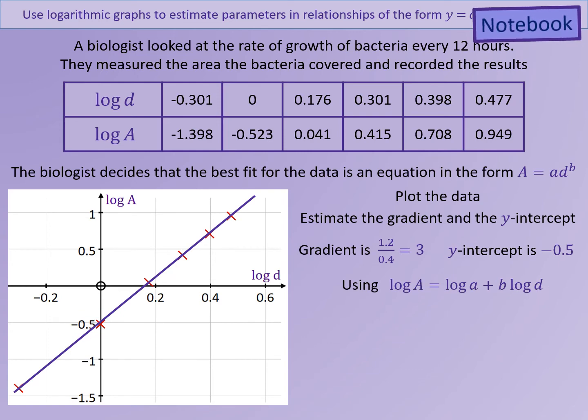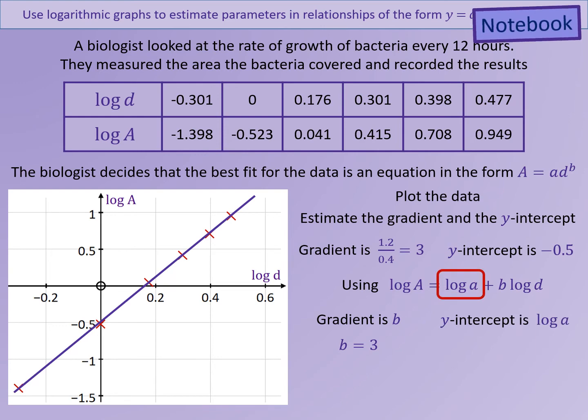So using my representation of my linear form, I can see that my gradient of my graph is going to be the value for b. So my b value is going to be simply 3, and that's my first value found.